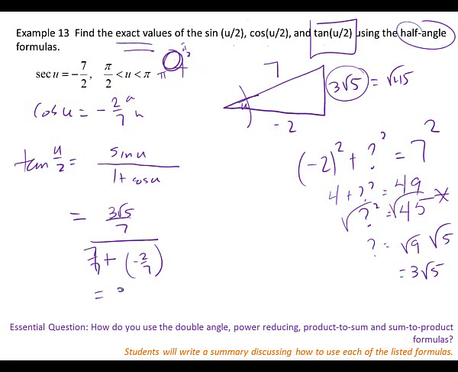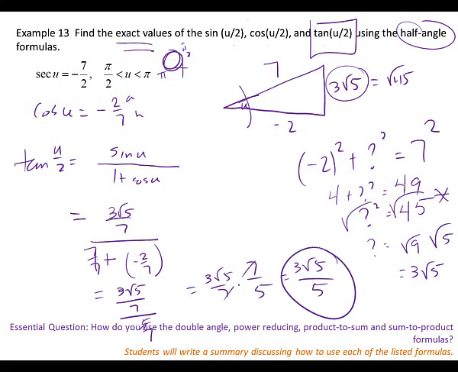7 over 7. So I've got 3 square root of 5 over 7 divided by, let's see, what's 7 minus 2? 5 over 7, right? Okay, and then I'm going to flip and multiply by the reciprocal. What's going to happen? And we didn't have to rationalize. We got 3 square root of 5 over 5. I'm really glad you guys picked tangent. Okay. Cosine wasn't so bad because I have the cosine written down here.